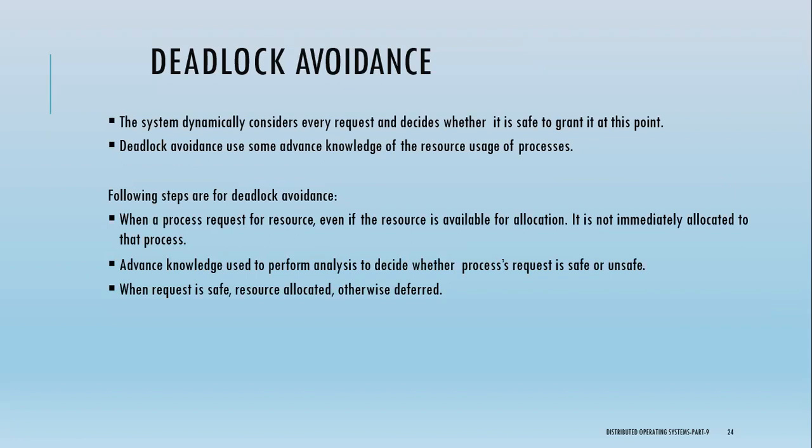Deadlock avoidance. The system dynamically considers every request and decides whether it is safe to grant at this point. Deadlock avoidance uses some advanced knowledge of the resource usage of the processes. The following steps are for deadlock avoidance. When a process requests a resource, even if the resource is available for allocation, it is not immediately allocated to the process. Advanced knowledge is used to perform analysis to decide whether the process request is safe or unsafe. When the request is safe, the resource is allocated, otherwise deferred.